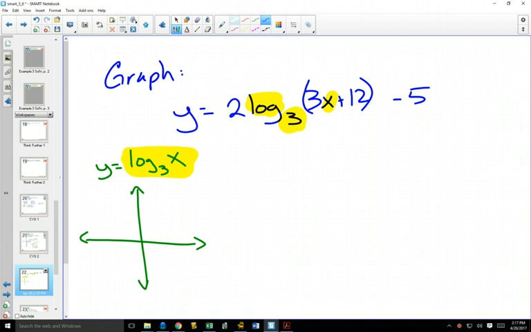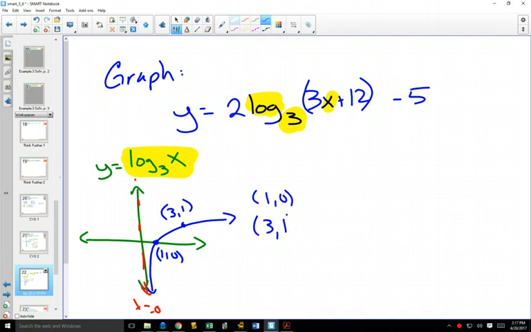And since we have a log base 3, we know that log graphs look like this. We know we have the points (1, 0) and (3, 1), with an asymptote at x equals 0. There's our base graph, our parent graph. And now we're going to take those points, (1, 0), (3, 1), and our asymptote, and go through our transformations, moving from left to right. I'll do the asymptote at the end.